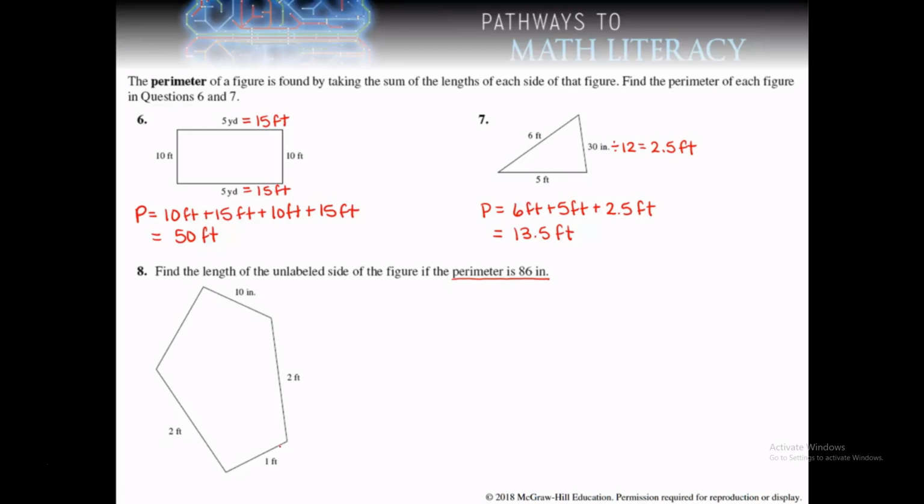So 2 feet times 12 is 24 inches. 1 foot is 12 inches, and then we have another side that's 2 feet, which is again 24 inches. So I'm going to go ahead and add those up. 10 plus 24 plus 12 plus 24, which comes out to 70 inches. And that means that out of the 86, the sides that are already labeled are taking up 70 inches. So I can take that perimeter of 86 inches and subtract the 70 inches that are already accounted for, and that tells us that the missing side is 16 inches.